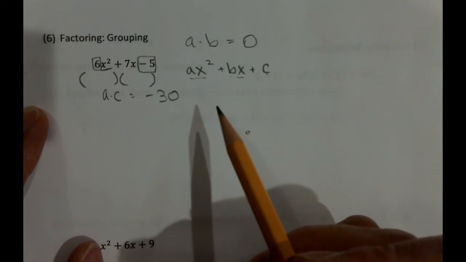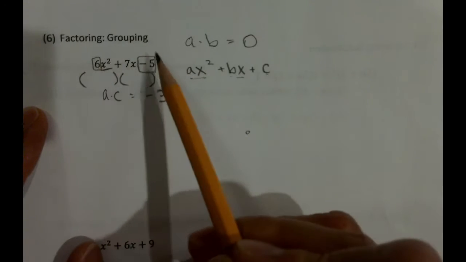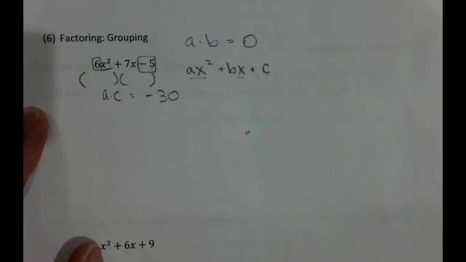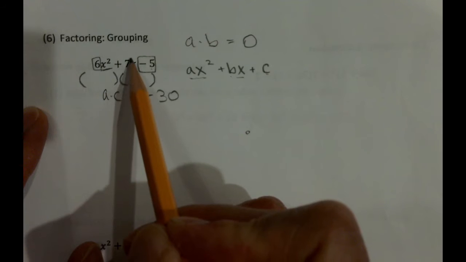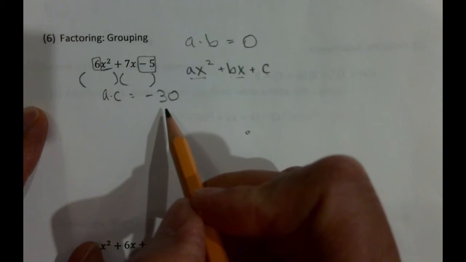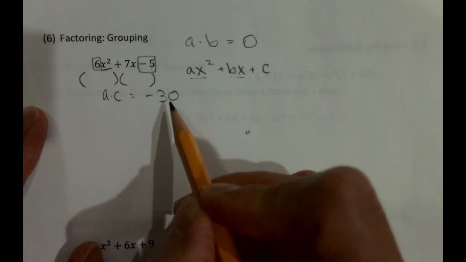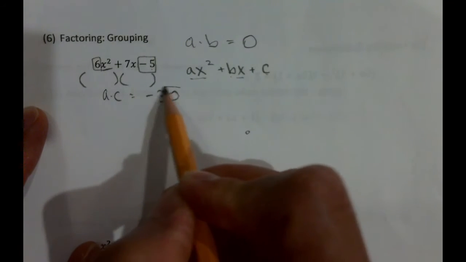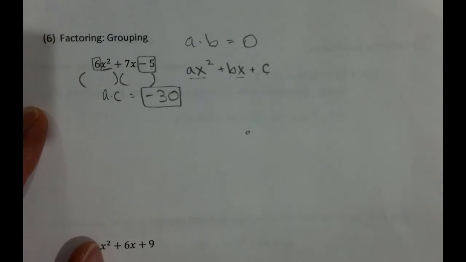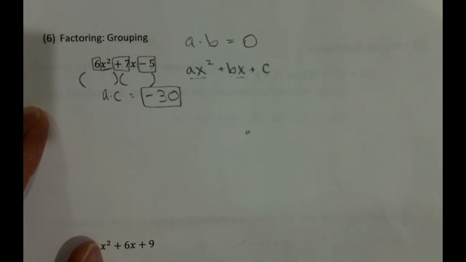Some people do it by trial and error. Some people have another way of looking at all the different factors of 6 and the factors of 5 and looking for a pairing that will get you plus 7. So this is a much more streamlined way to do it, what I'm about to show you. So take negative 30, and then what you want to do is find two factors of negative 30 that add up to b, in this case 7.